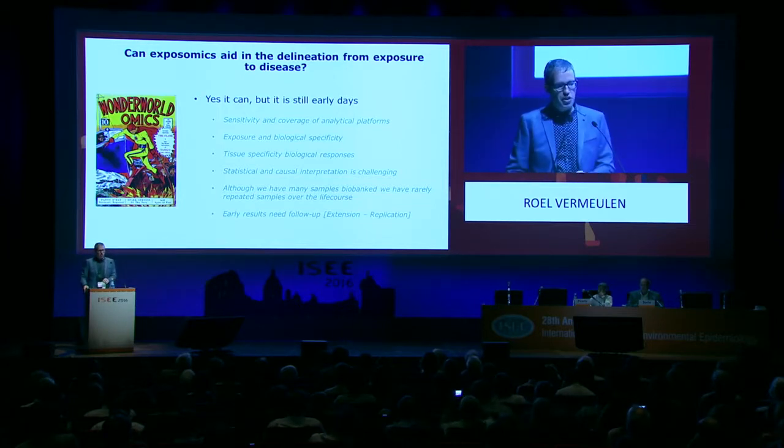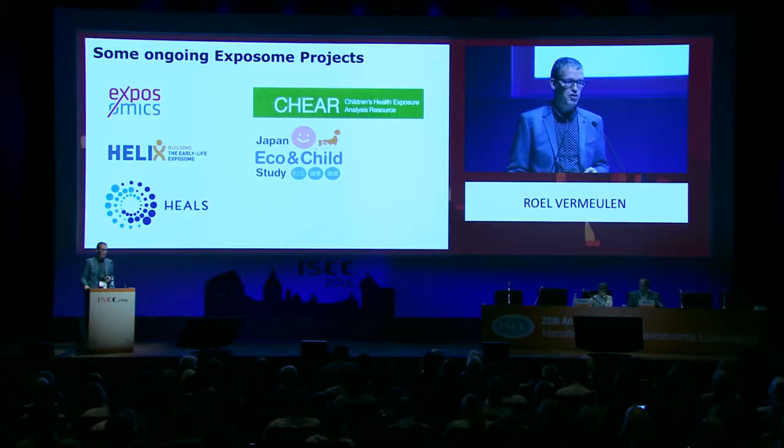Everything that I showed here are early results and therefore need follow-up. I think they show promise, but we really have to extend this research to get to larger sample size and to really search for replication. That's currently going on in several of the exposome projects, which are funded under the FP7 program, which are listed on the left side, the CHEER program in the US, and the Japanese JAX study.